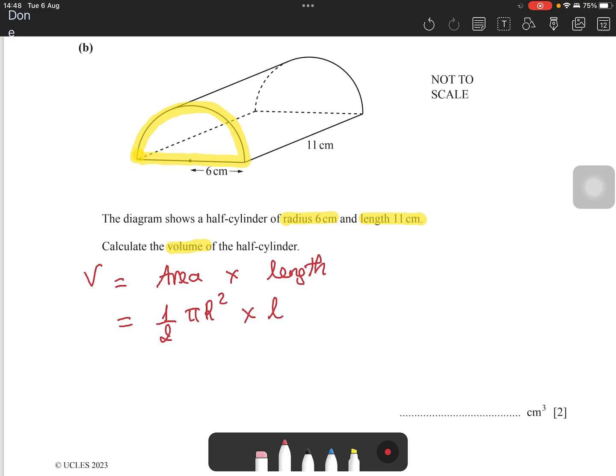In this case, the length is 11 centimeters. So I will substitute radius 6 centimeters and the length 11 centimeters. So the answer is 198 pi, which means 622 cubic centimeters.